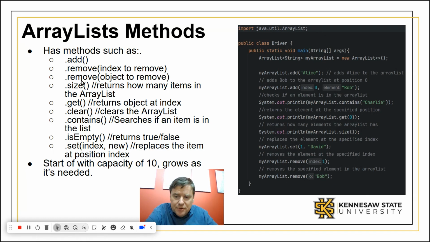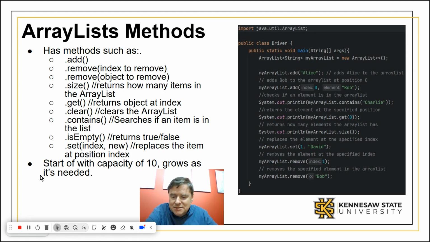All right, a couple of other things that we haven't mentioned. Dot clear, which will clear the list, takes everything out of there. Dot isEmpty, which will return true or false, which will tell you whether or not the list currently is empty. So when you just create it and call myArrayList.isEmpty right at this line, it would return true because it is currently empty.